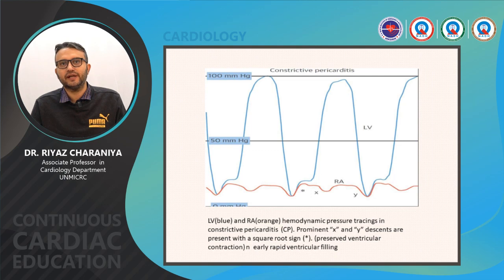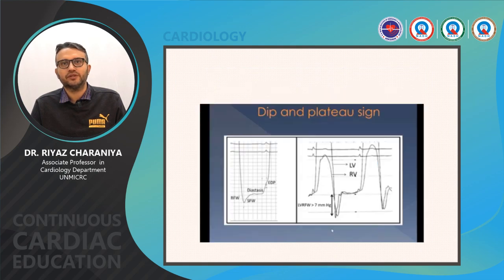Also you can see the red line is the atrial pressure curve, and the blue is the ventricular pressure curve. So you see a very sharp Y descent and an exaggerated X descent, and this is classically seen in constrictive pericarditis. You will also observe a rapid early filling wave in the LV pressure tracing, and this is what is known as the dip and plateau sign.